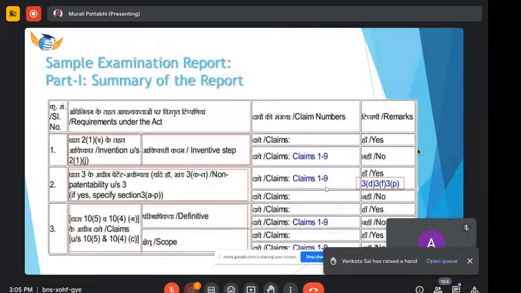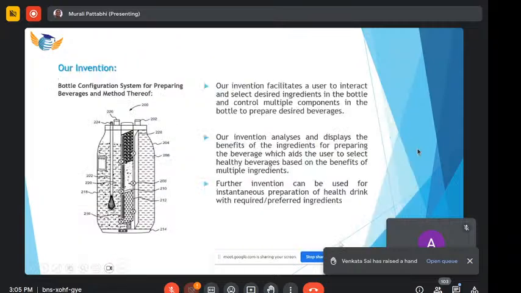Now let us go into detail about these objections. Under Section 2(1)(j) and 2(1)(ja), the claims are not qualifying because the inventive step is not there. Under Section 3, objections are raised under 3(d), 3(f) and 3(p): as per these sections it is not patentable. And definitiveness and scope are also not established.